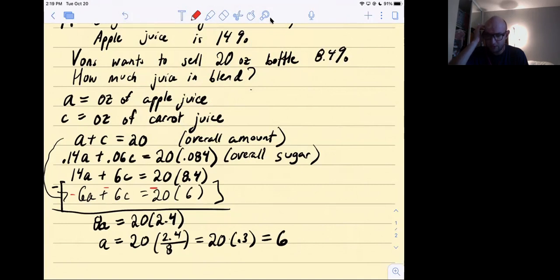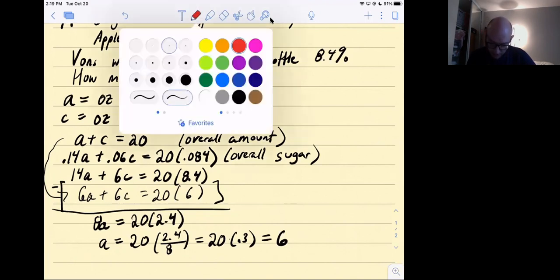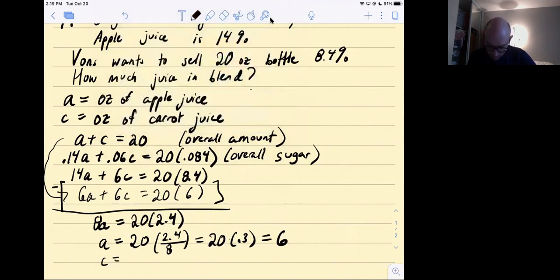Aiden, did that clarify the question? Okay, cool. So I'm not writing all the minus signs because my minus sign is on the entire equation, so just make sure you're careful when you write it that way. Okay, so we have a is equal to 6, and therefore using the first equation, c would equal 20 minus 6, which would equal 14.